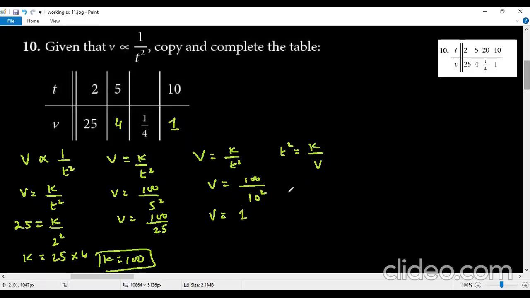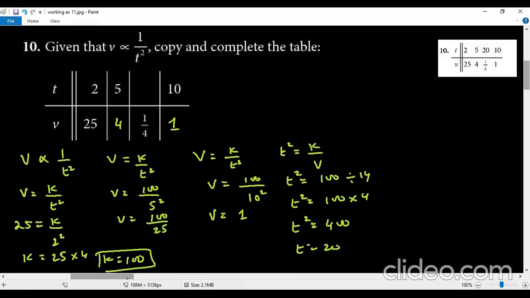Now it needs to find t square. The value of k is 100. v is 1 over 4. That means divided by 1 over 4. That means t square is equal to 100 multiplied by 4. That means t square equals 400. So t is equal to 20, because 20 times 20 is 400.